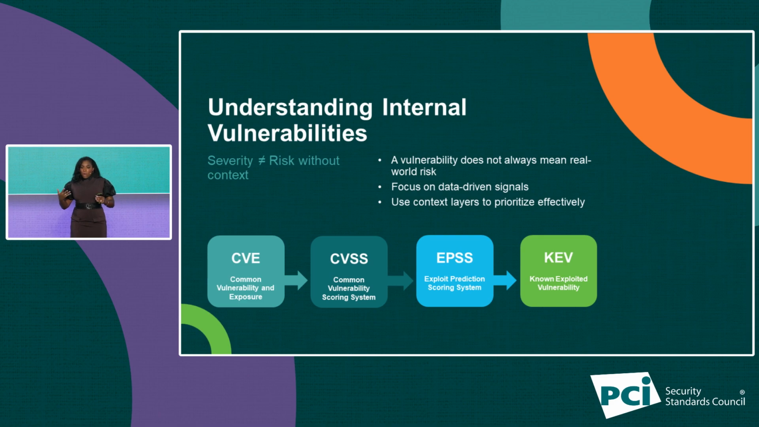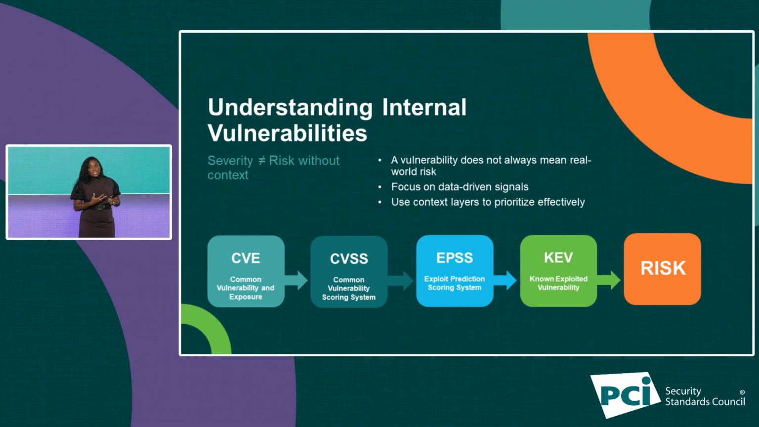EPSS, this model predicts the likelihood of exploitation in the real world, and it helps move us from theoretical severity to probability-based perspectives. And finally, the KEV. This is where we bring evidence, vulnerabilities that are actually being exploited and tracked globally. If it's on the KEV list, we know that attackers are actually using it in the wild.